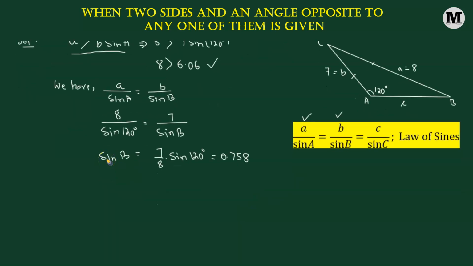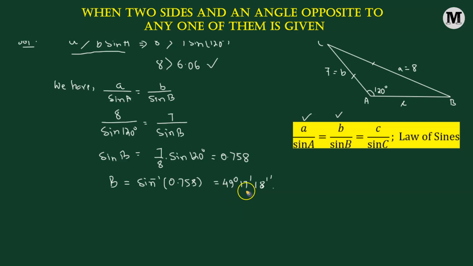Now what we'll do is take the inverse sine function on both sides to obtain the value of B. So B is going to be the inverse sine of 0.758. Let's plug this into a calculator, and B comes out to be 49 degrees, 17 minutes and 18 seconds. So that is going to be the angle measure of B.